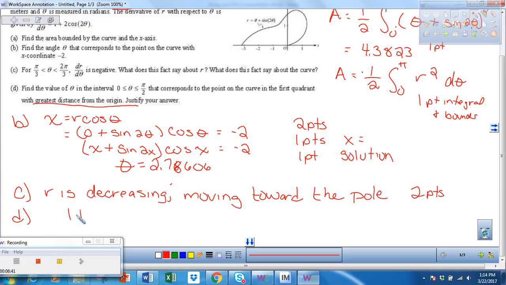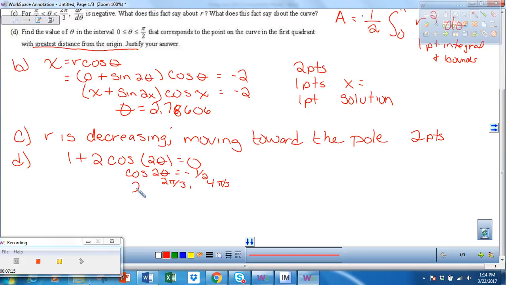So the derivative was 1 plus 2 cosine 2 theta, and we get cosine 2 theta is equal to negative 1/2. When is cosine negative 1/2? 2 pi over 3 and 4 pi over 3. So that means that 2 theta is equal to 2 pi over 3, 4 pi over 3, which means theta is equal to pi over 3 and 2 pi over 3. One of those is outside of my bounds. Which one? That's outside of my bounds, so I'll have to look at pi over 3. Because we're looking for an absolute, that means we have to check our endpoints. What are our endpoints? 0 and pi.